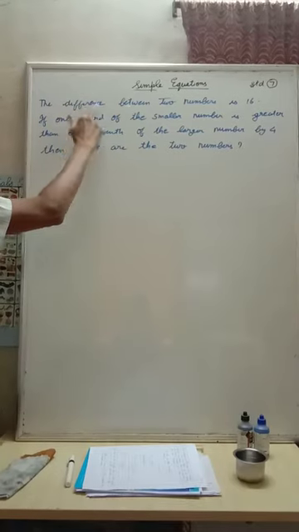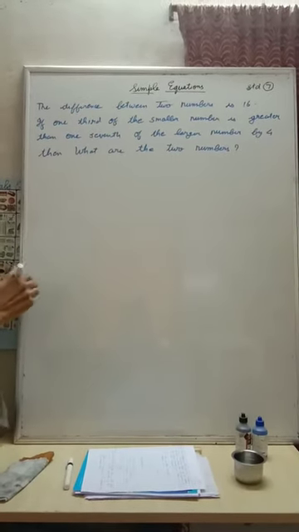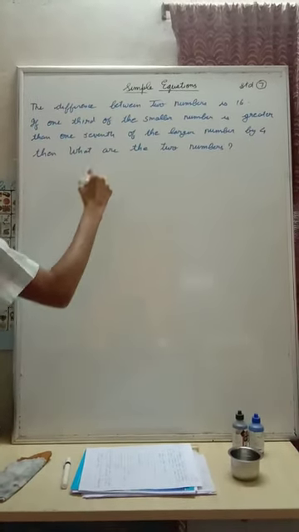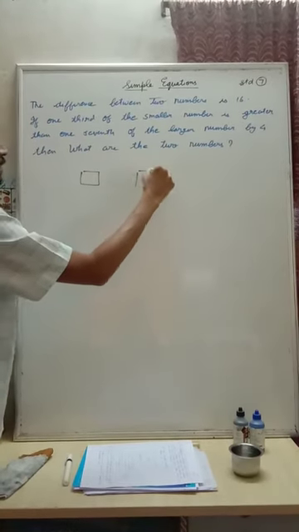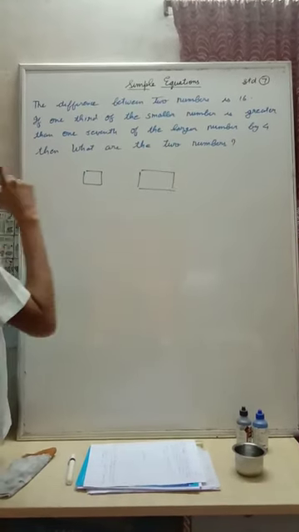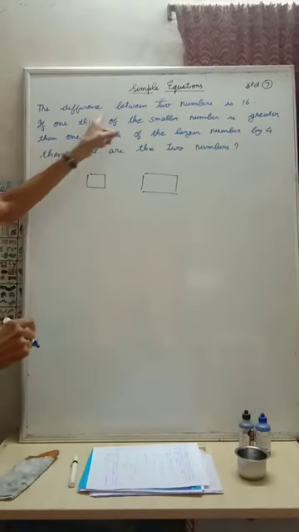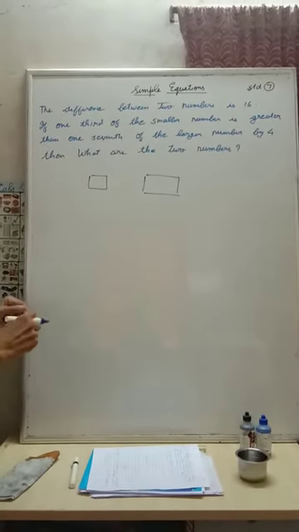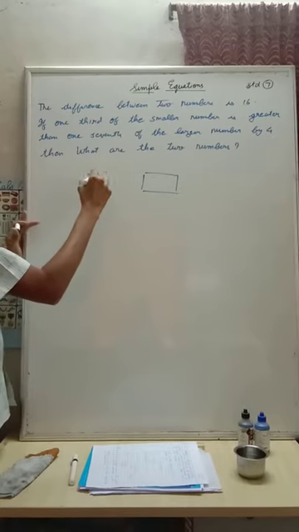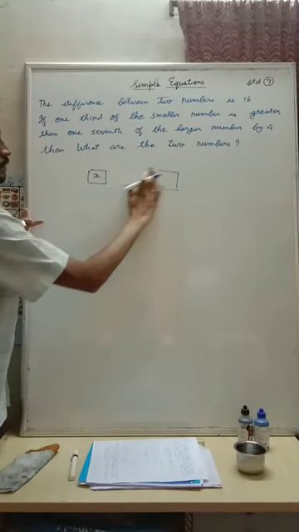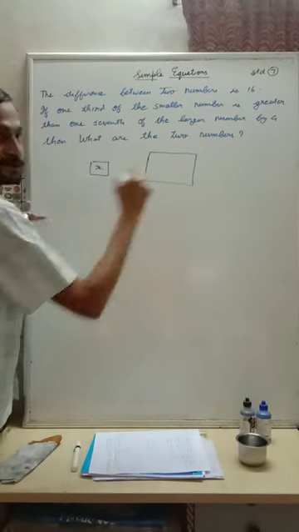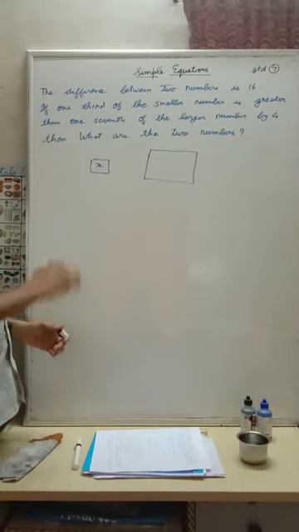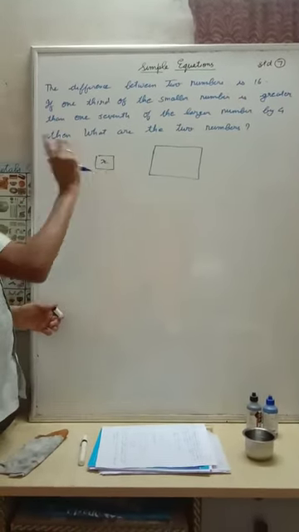The difference between two numbers is 16. Fine. So let us, I'll draw a diagram. This is one of the numbers, this is another number. The difference between two numbers is 16. If I start with the smaller number, I'll draw a small box and this is a bigger box. So diagrammatically you will understand this. This is a smaller box, the smaller number is x.